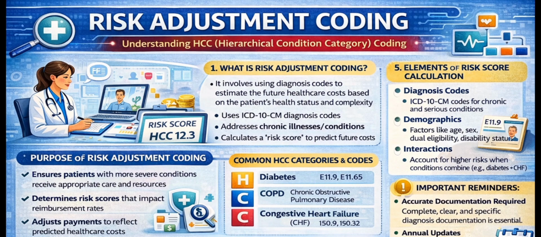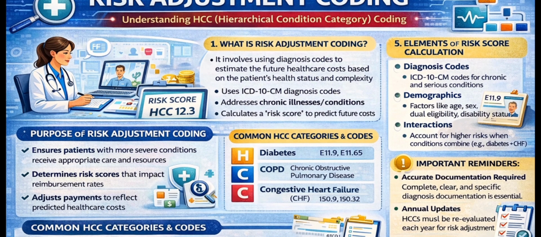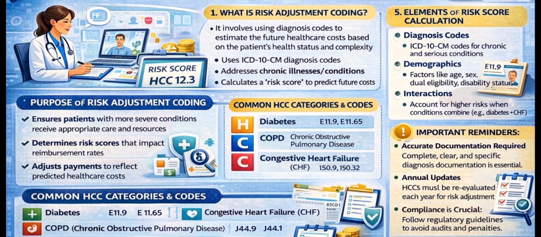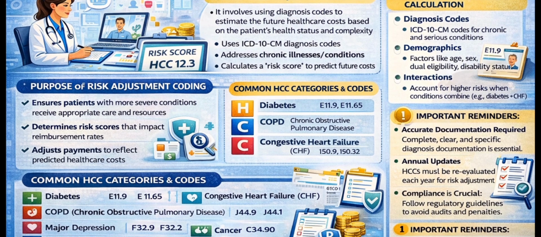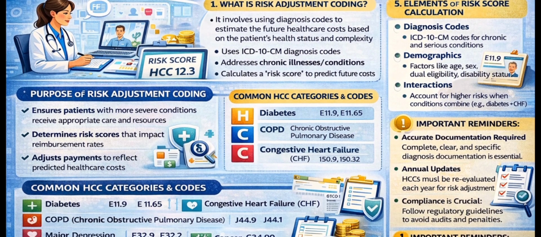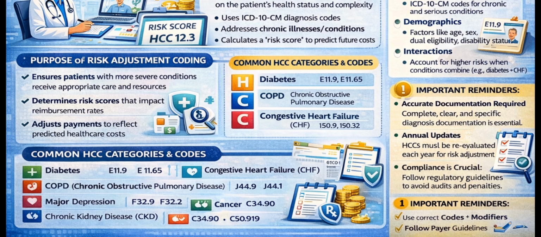In today's video, we will talk about risk adjustment coding. So, what is risk adjustment coding? It involves using diagnosis coding to estimate the future healthcare cost based on the patient's health status and complexity. It is used in ICD-10 diagnosis codes addressing chronic illness and conditions, and calculates risk scores to predict the future cost.